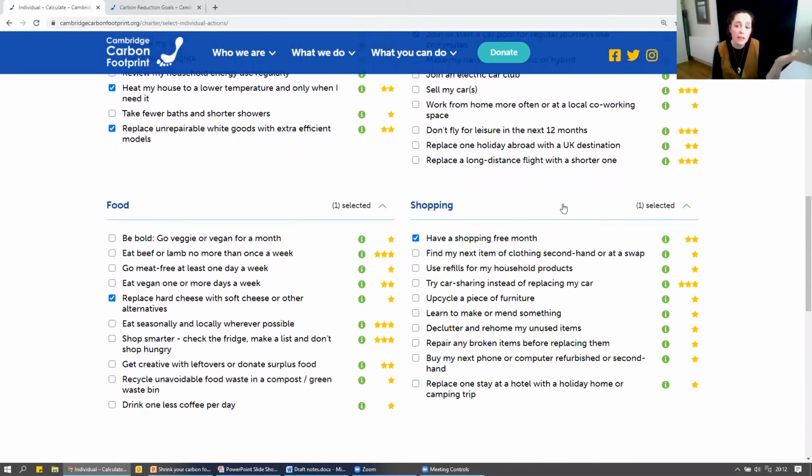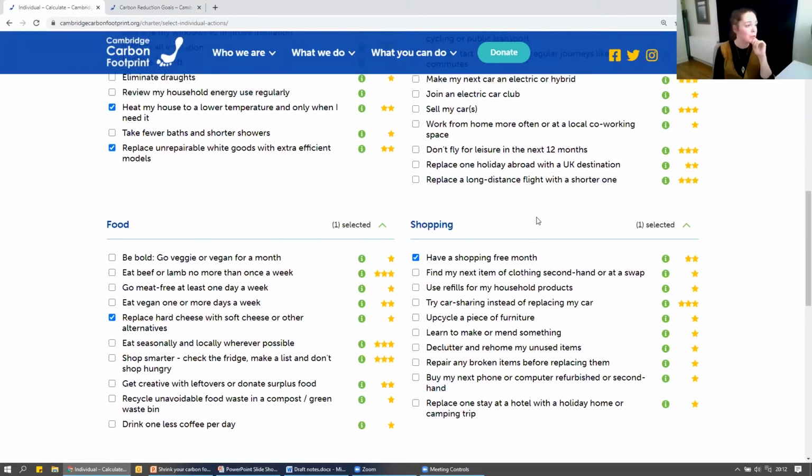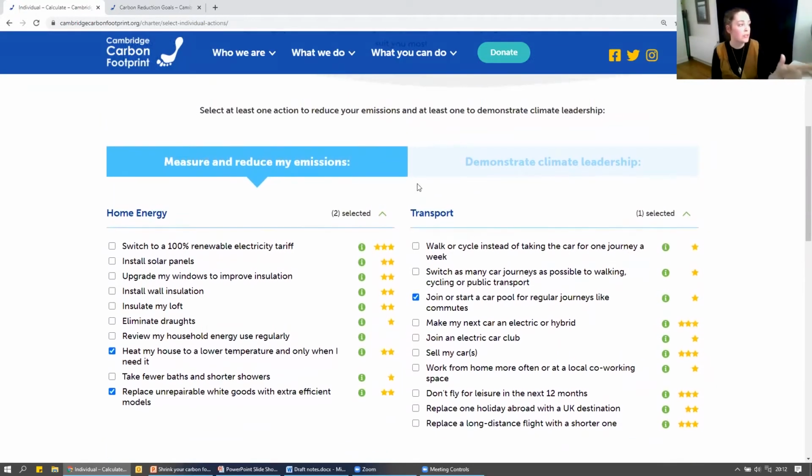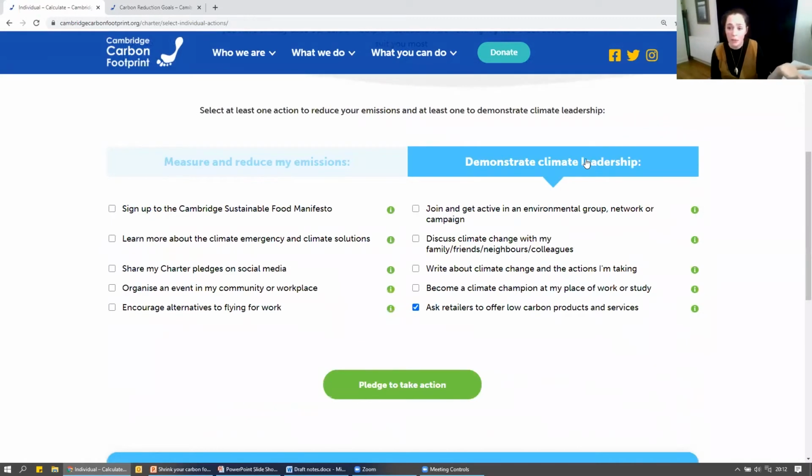It will automatically suggest one in each area for you, but you can pick one or as many as you like. If you want to, you could tick them all. I wouldn't recommend ticking them all. I would recommend picking the ones that are achievable and focusing on those. It will ask you to select measures for reducing your emissions and also something for demonstrating climate leadership.